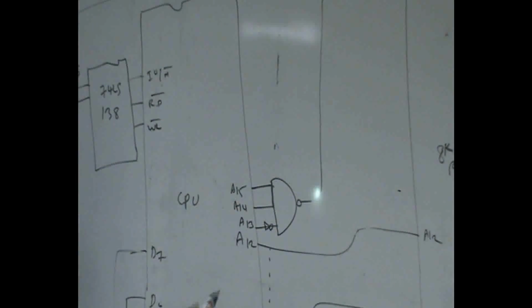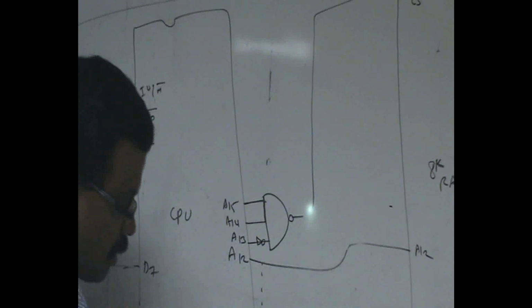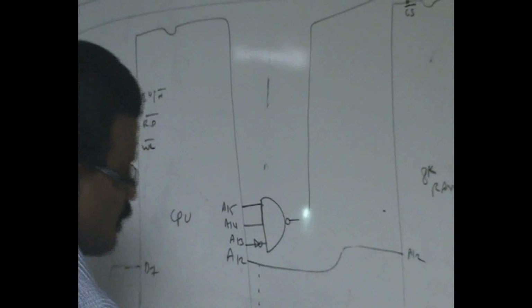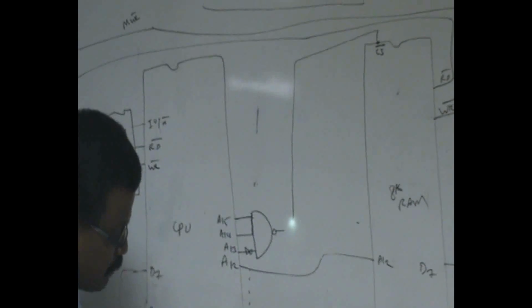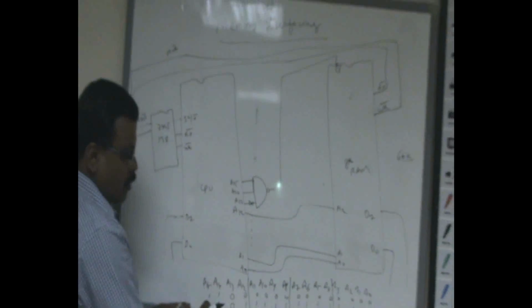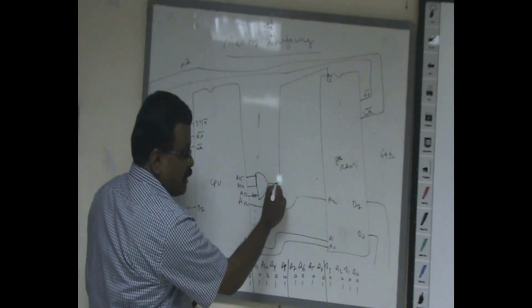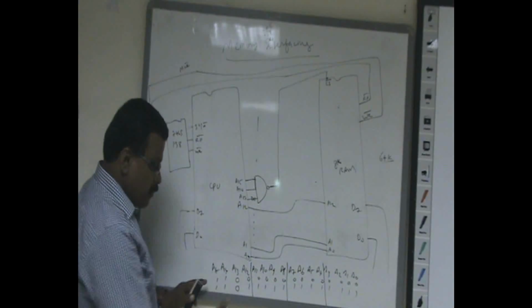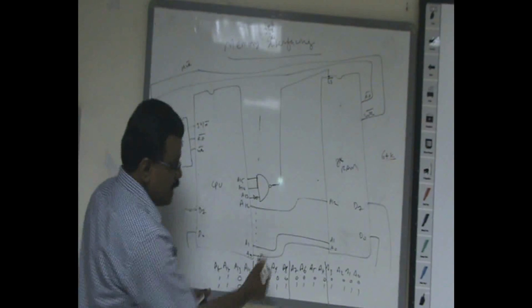So in this case, irrespective of the combinations between 13 zeros and 13 ones on the lower address lines, A13 must be 0 and A14 and A15 must be 1, 1. Then only the chip select signal will be low. Now if you find the address, this 1100 is C.